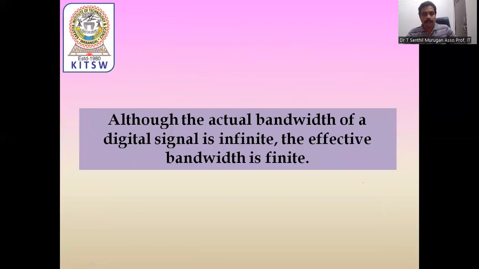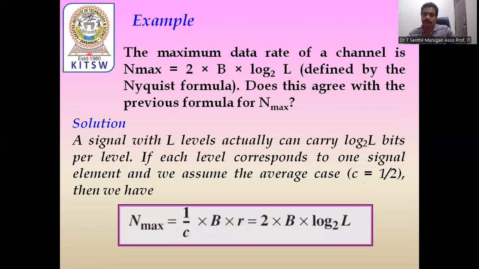Although the actual bandwidth of a digital signal is infinity, the effective bandwidth is finite. In this example, you see how we can calculate the maximum data rate of the channel: N max equal to 2 into B log 2 of L. This is the Nyquist formula. The formula is already defined, so how can we reframe it?